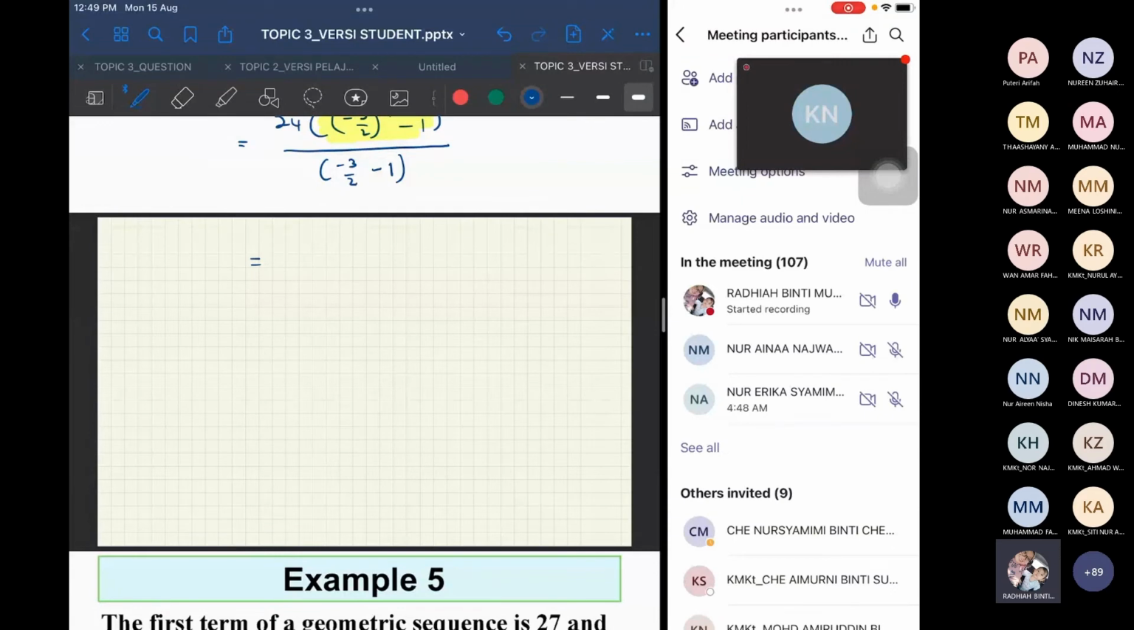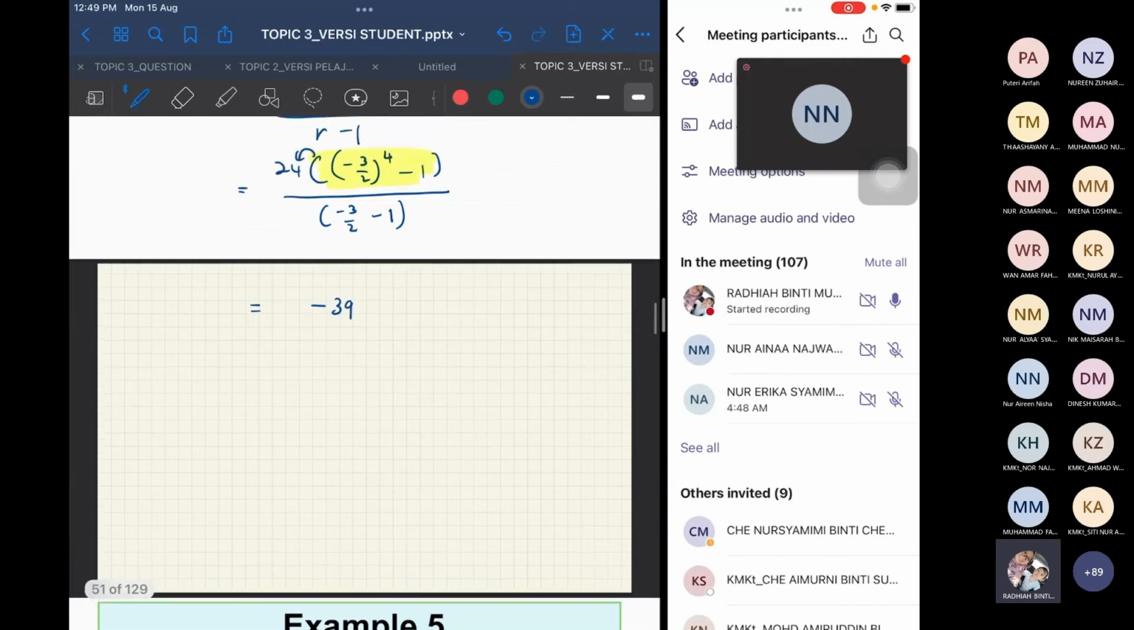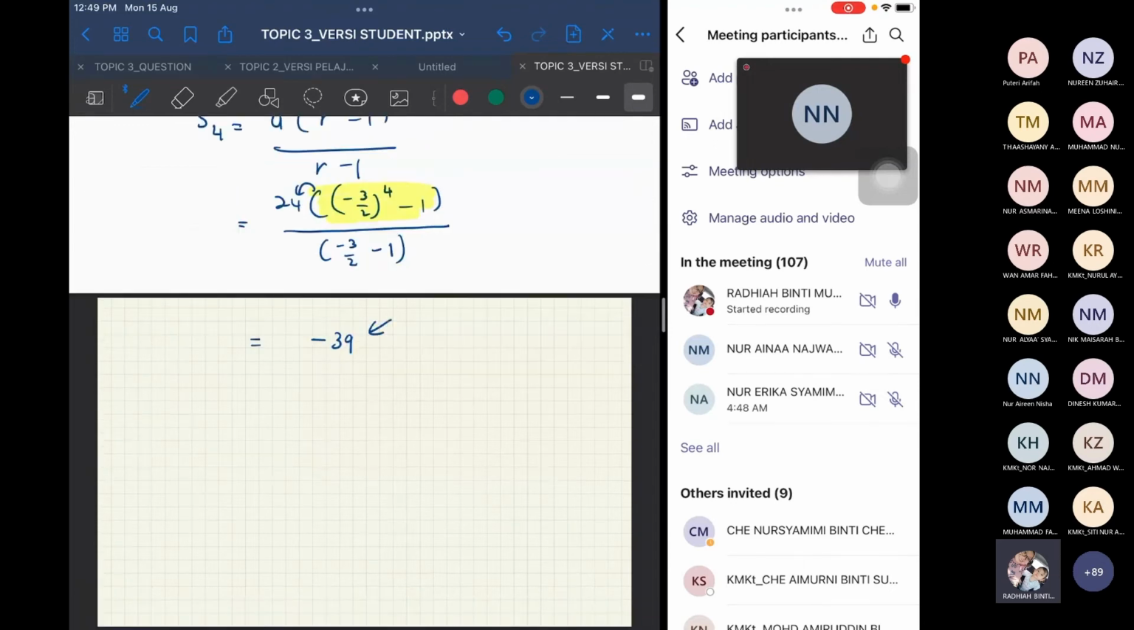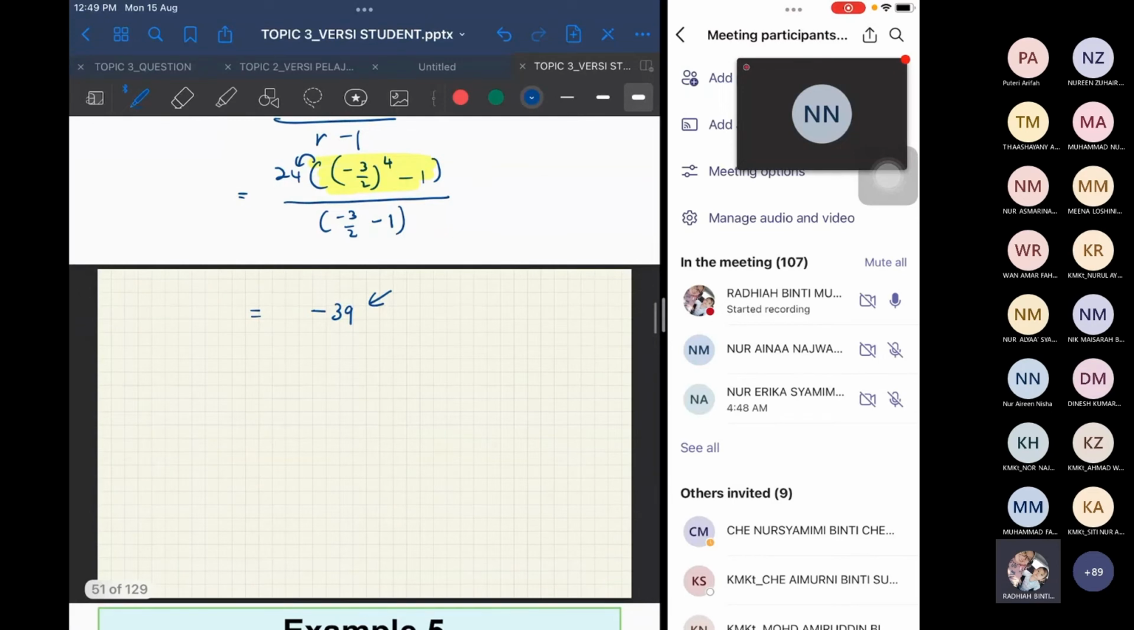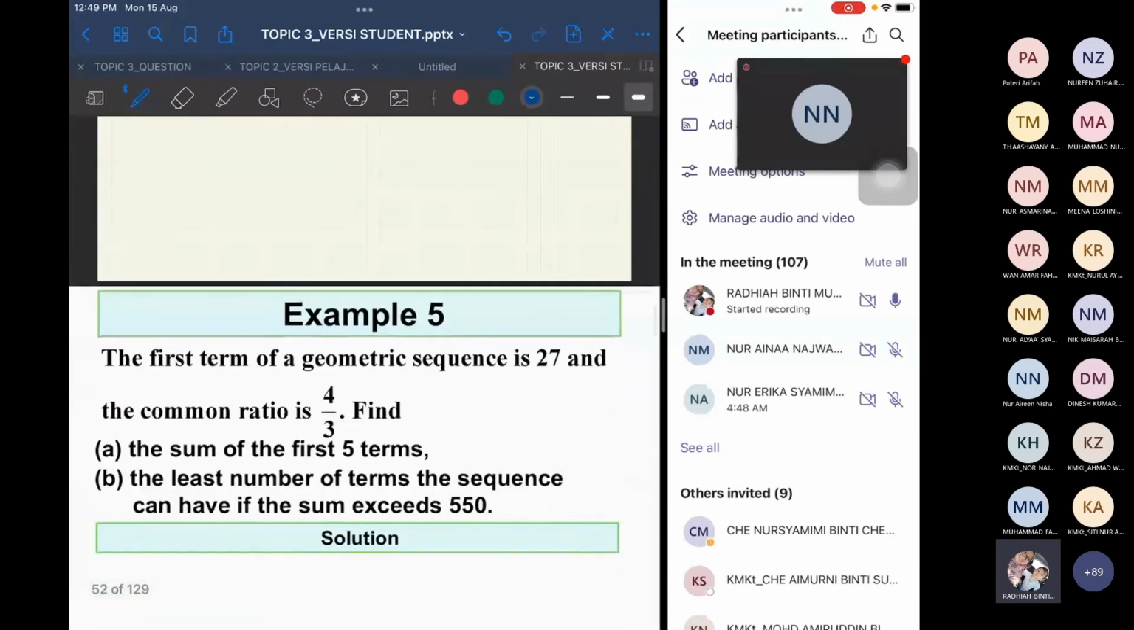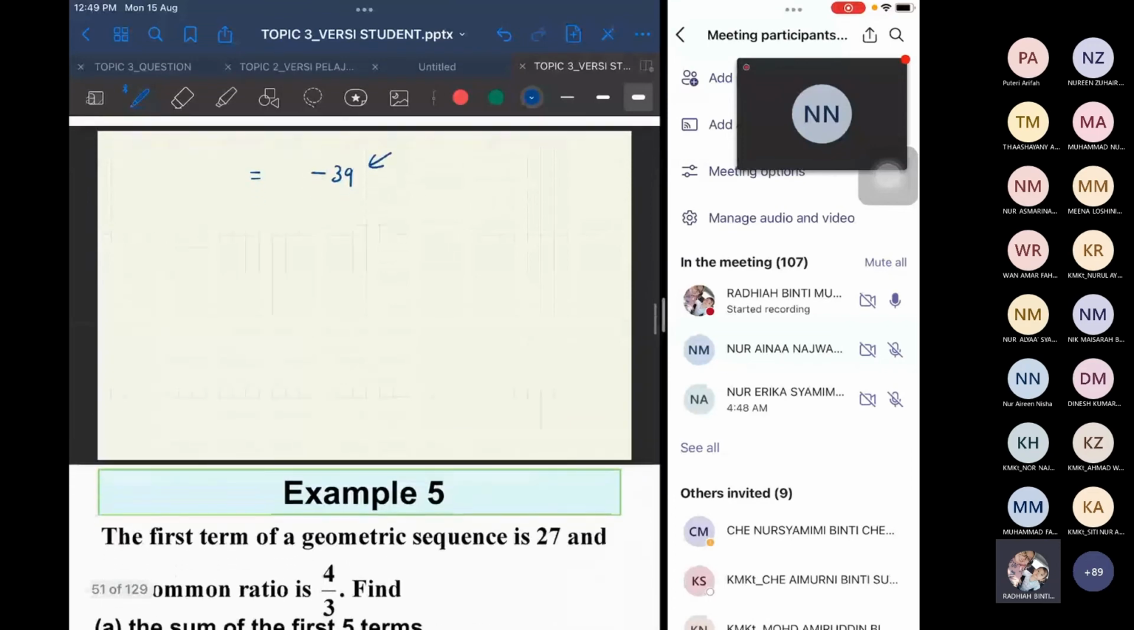Okay, dah jawapan awak dapat berapa kelas? Siapa yang tekan? 57/5 ke? Salah. Okay, jawapan dia adalah negative 39. Okay, so you have to press calculator again lah. Make sure jawapan kita kena dapat negative 39. That's why press calculator tu pun kena press betul-betul. Okay, so kita tengok example yang seterusnya. Ambil dah kan jawapan dia negative 39.